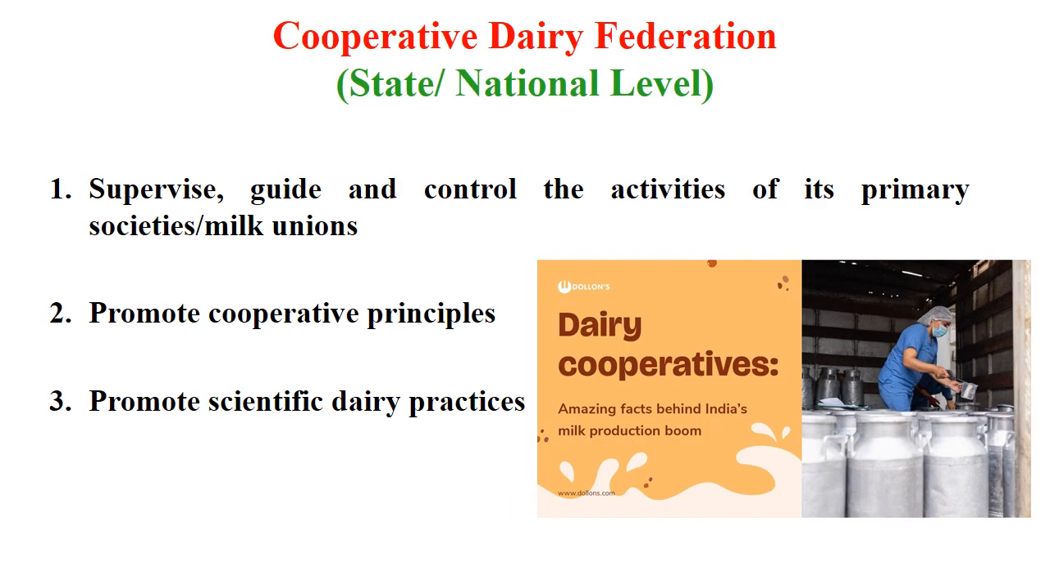Now the third level, that is the cooperative dairy federation, either at the state level or all states together at national level. Here what it does, it supervises, guides and controls the activities of its primary societies or milk unions. It promotes the cooperative principles and promotes scientific dairy practices from the dairy federation.